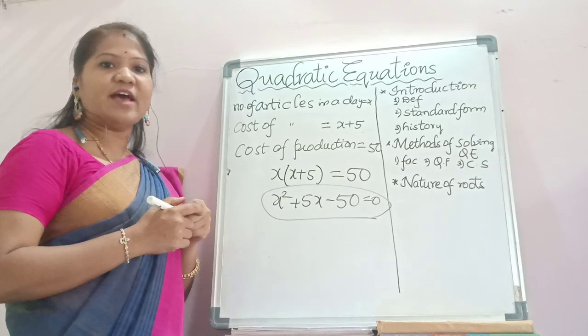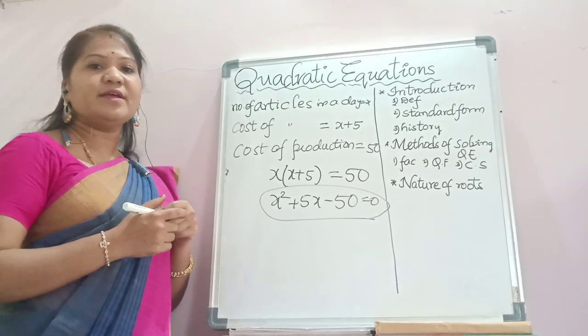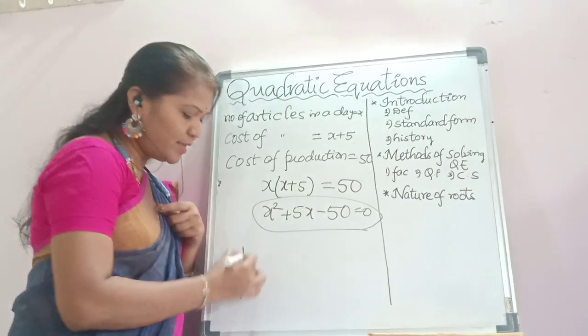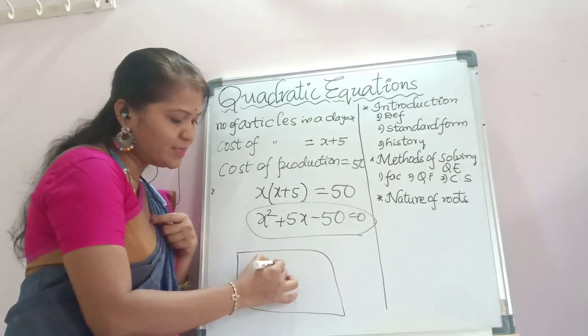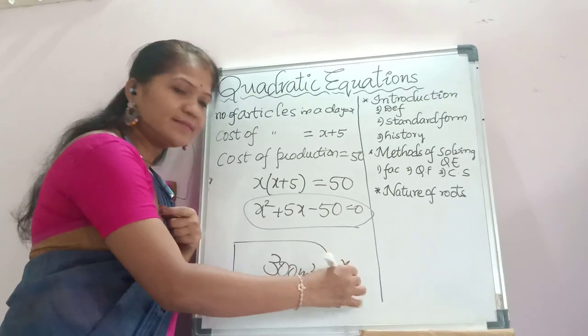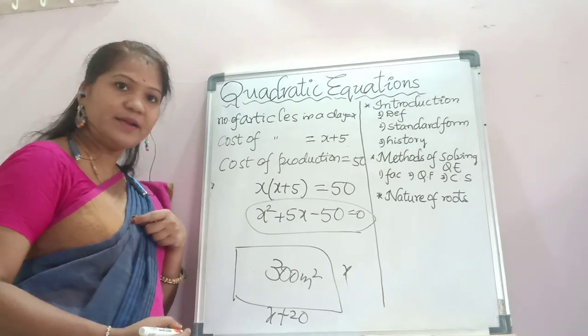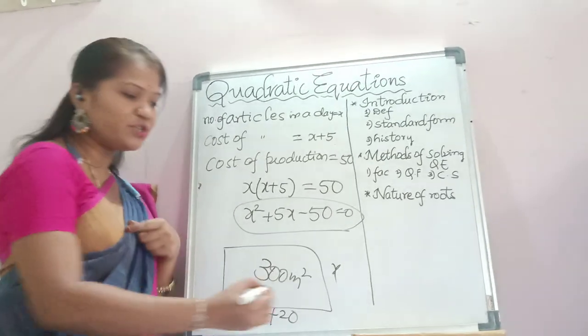The length and breadth dimensions were given as: length is 20 meters more than the breadth. In that case, how do we construct the equation? Suppose he said that the area is 300 square meters. The breadth is x. Length is 20 meters more than the breadth, we said, right? Then how to represent this in equation form?